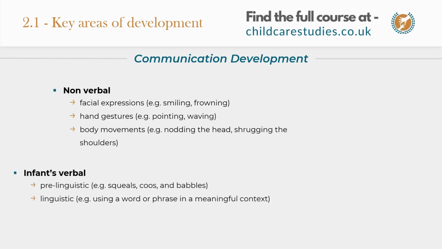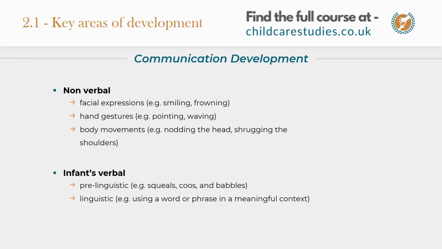The infant's verbal communication methods are sometimes separated into two categories: pre-linguistic, in the form of squeals, coos, and babbles, or linguistic, like using a word or phrase in a meaningful context, such as pointing to mum while saying mama. This categorization boosts our understanding of the sequence taking place within the child's overall development of language and communication skills.